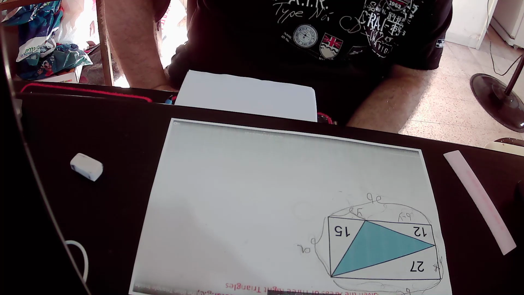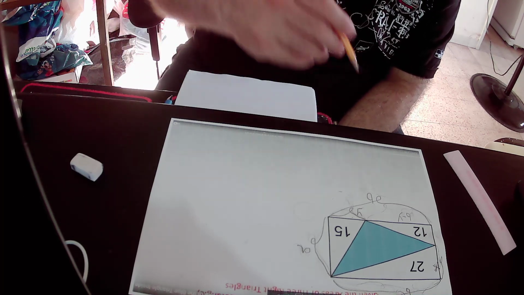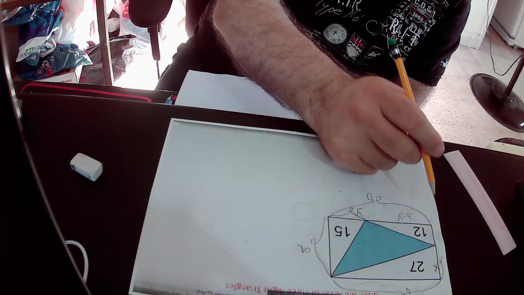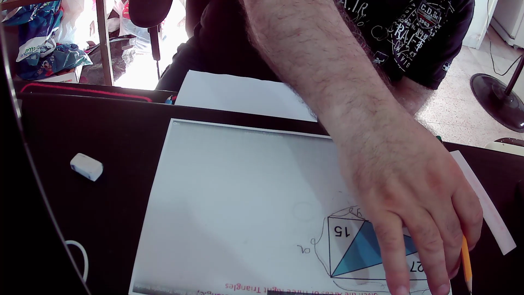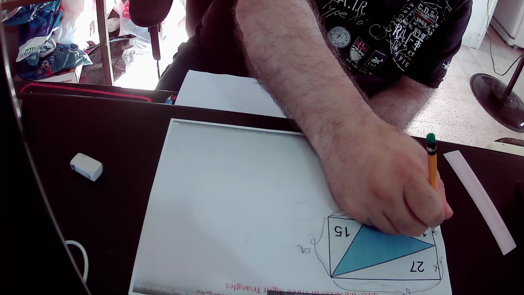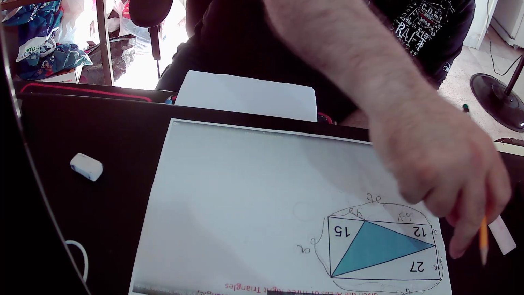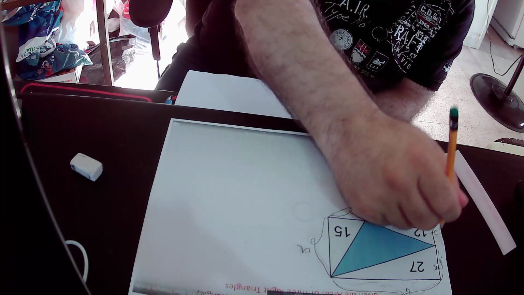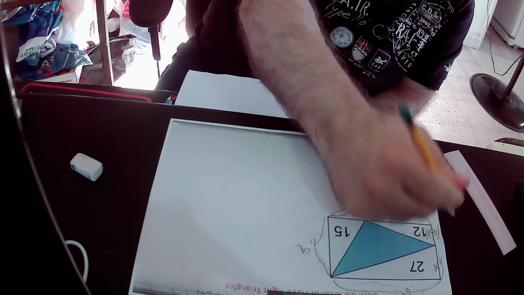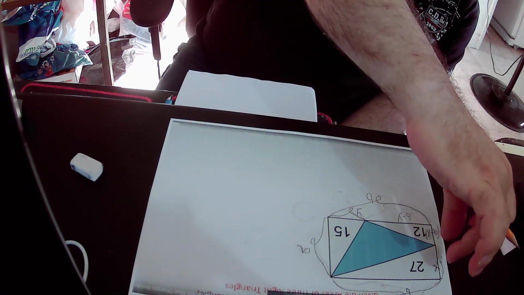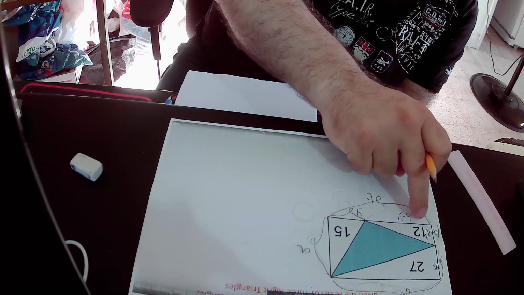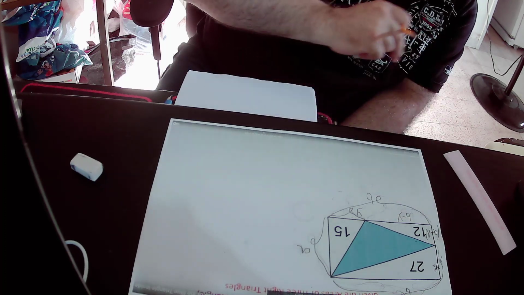And in the same way we can deduce that the height of the triangle whose area is 12 units will be the width of this rectangle, that is A, minus the height of the triangle whose area is 27 units. So A minus x is the height of the triangle whose area is 12 units.